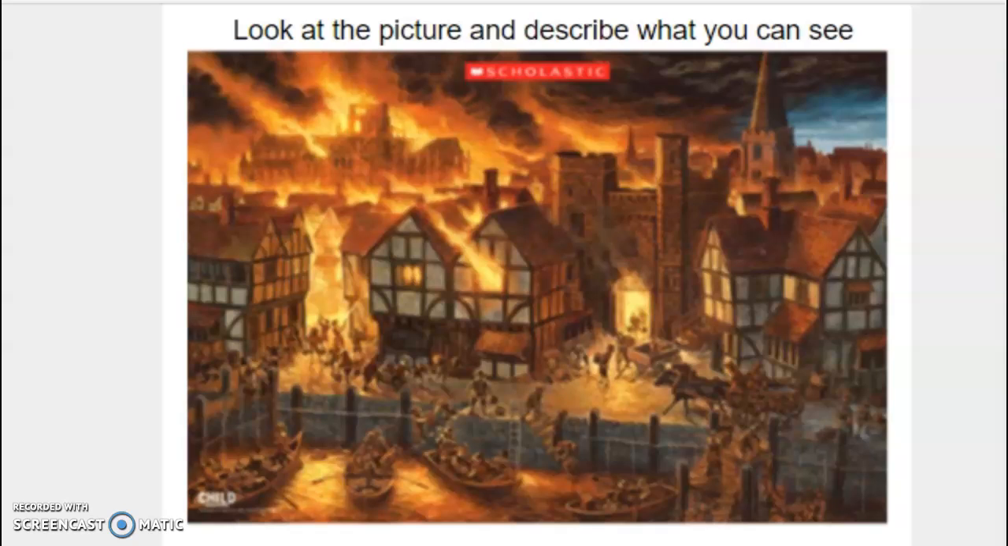Hello platypuses! So today for English we're going to start a new topic and we're going to be working on it for the next few weeks. We are going to be doing this topic in English, but we're also going to be doing it in history too, in our topic work, because it is part of our history topic. And what we're going to do is find out about a huge fire that happened in London. And as you can see, I have put a picture up of this huge fire.